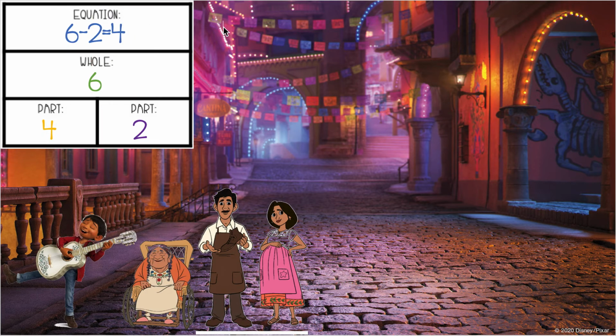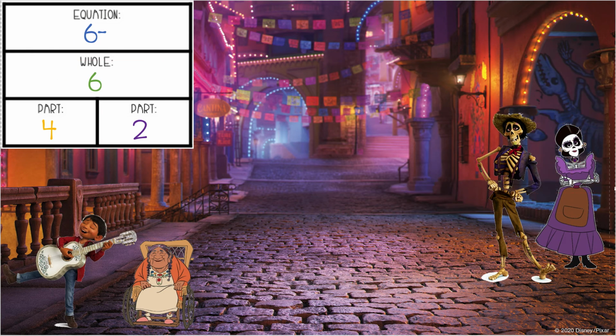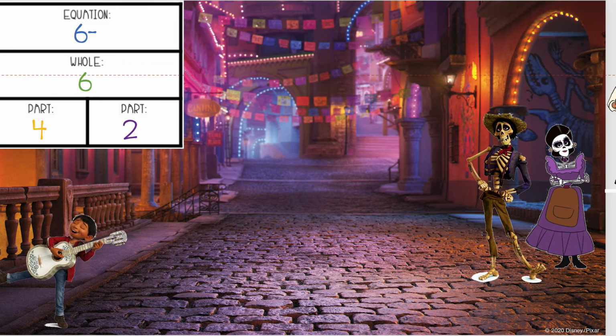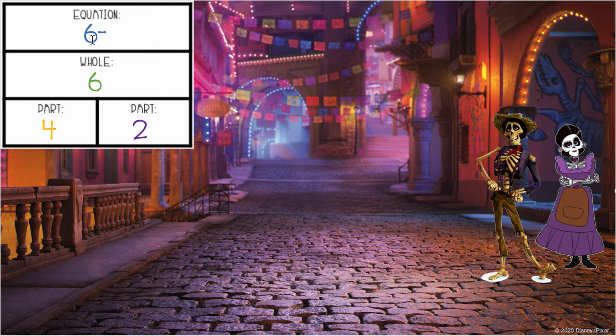One thing that does not matter is who I would have got rid of. Because what I could have done is, when I was here, I turned this into a math problem and I started with my 6. I could have gotten rid of these guys if I wanted, right? What if I wanted to get rid of these guys? I could have done that. And it still would have worked because if I started with my whole and I got rid of 4, then how many would I have left? I would have had 2 left.